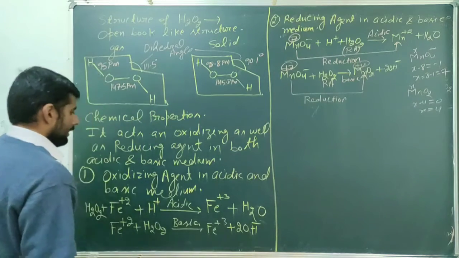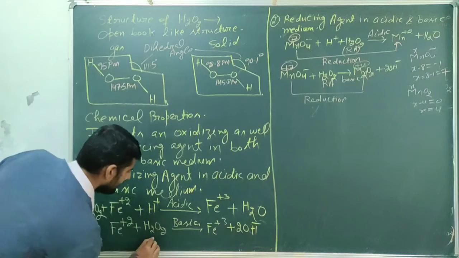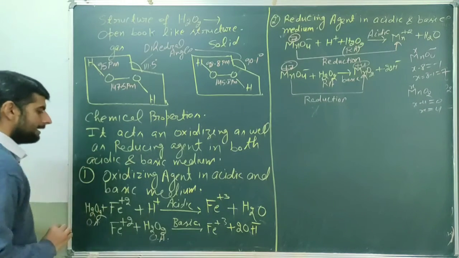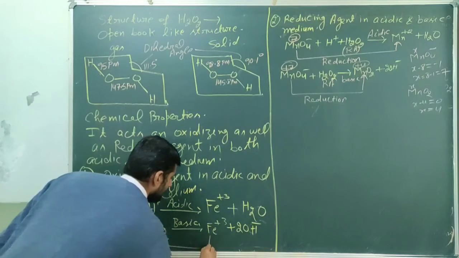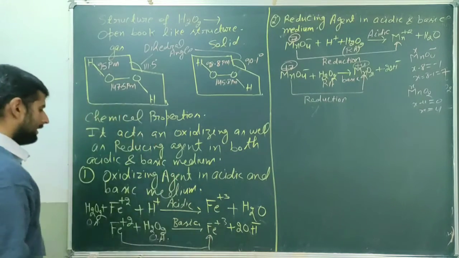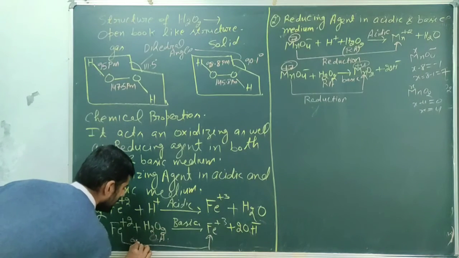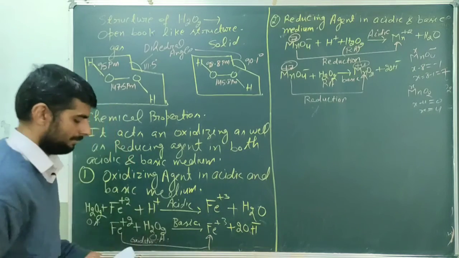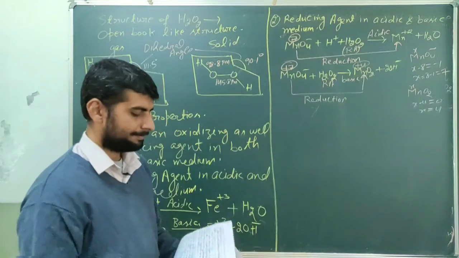Here you can see it acts as an oxidizing agent. Reason: Fe+2 to Fe+3, so simply we can write that oxidation occurs. Okay students, any doubt regarding it? Then you can ask.